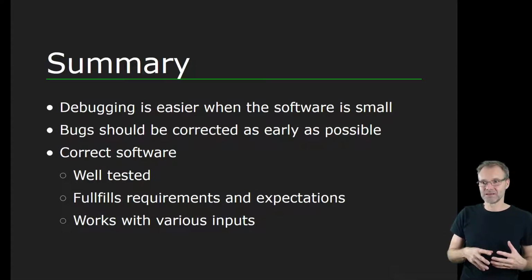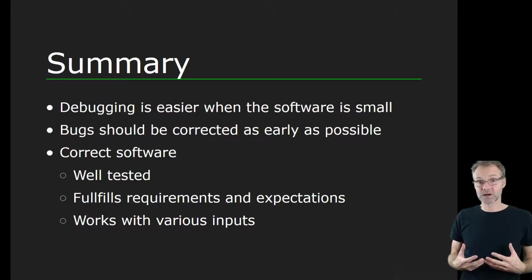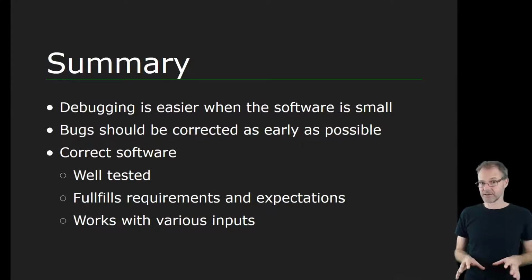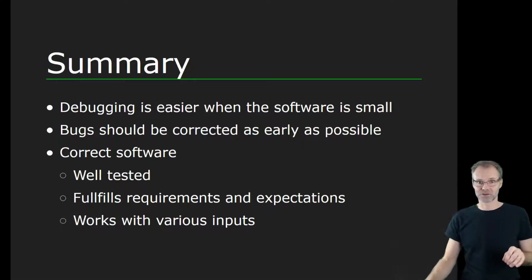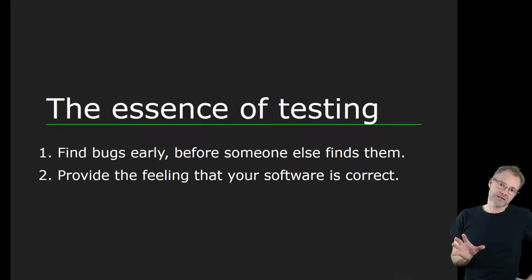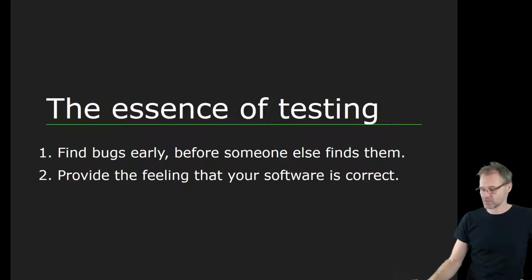Sometimes not only the written requirements, but also the unwritten expectations of how it should work. Don't miss that. And it works with various inputs, like we missed to do testing for in the example I just talked about. So there we go again. Essence of testing this far: find bugs early before someone else finds them. Yeah. And help me provide a feeling that the software is correct and works.